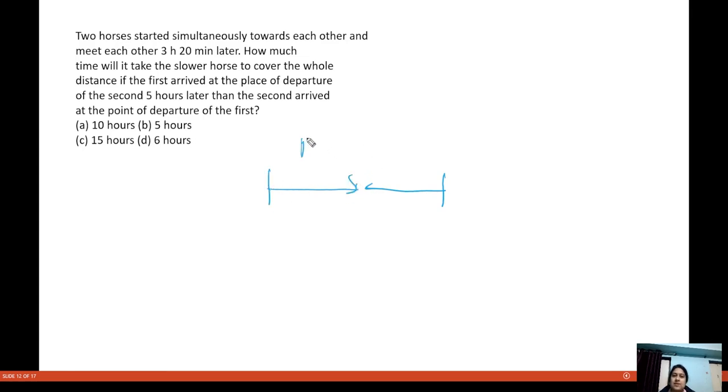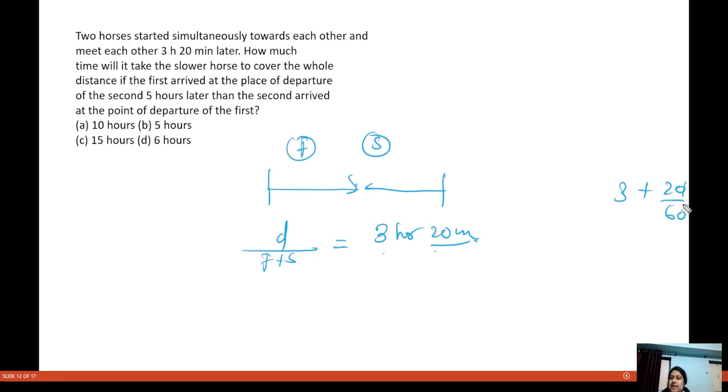So we have one faster horse and we have one slower horse. Faster horse plus slower horse are covering this distance D in how many minutes? 3 hour 20 minute. So that is equal to 3 plus 20 by 60, that is 1 by 3, sorry, 10 by 3 hours. So this time taken is 10 by 3 hours.